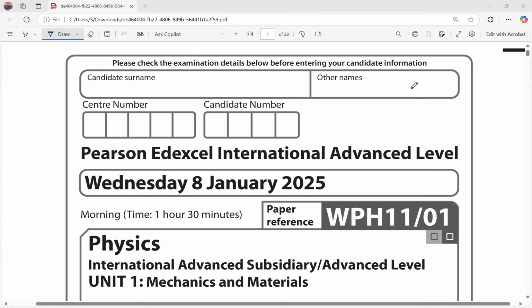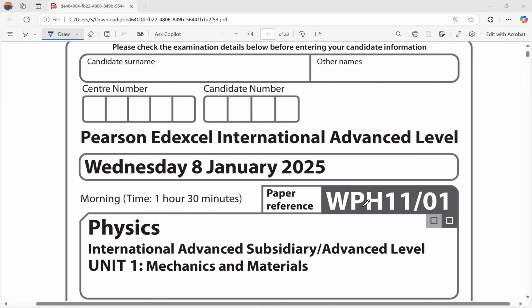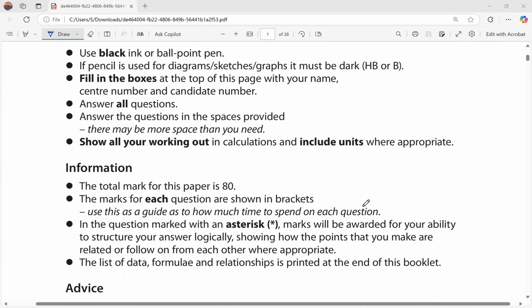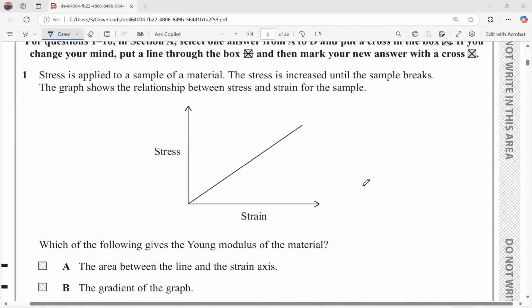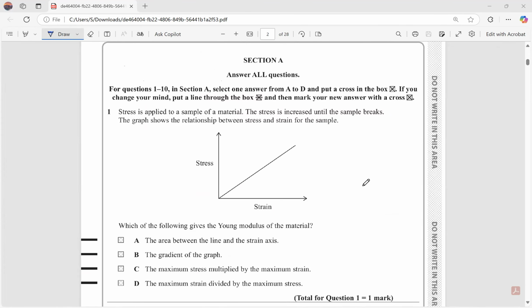Today we are going to solve Unit 1, January 2025, because I felt that I was being biased towards Unit 3 and I should do some other unit. So, starting with question 1, I'll zoom it out a bit.